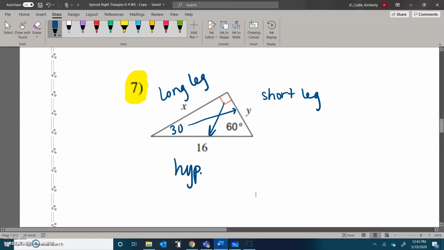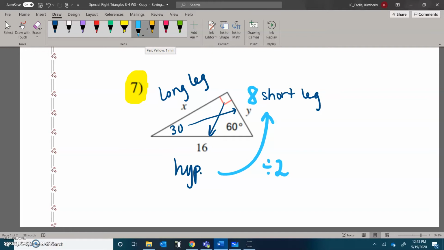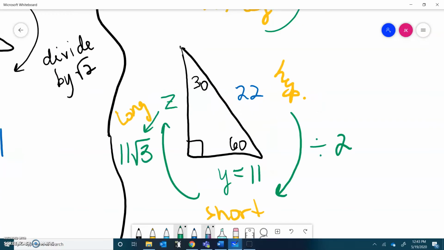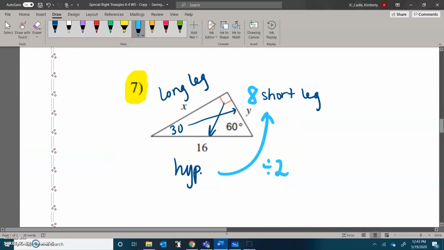We're going to divide 16 by 2, which doesn't involve any square roots or anything. It just leaves us with 8 for that value of y for the short leg. Now, hopping back over here again, we can see that going from the short leg to the long leg, we just have to multiply that value by the square root of 3. So I'm just going to write times root 3, leaving us with a long leg value of 8 root 3.